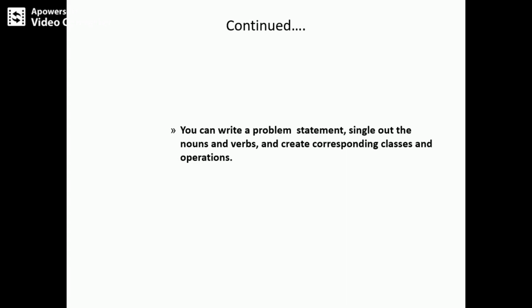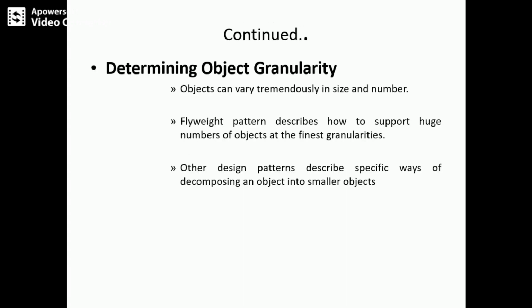So next we will concentrate on determining object granularity. Object granularity is nothing but the fineness of the object. Objects may vary in number. In one given problem, n number of objects will be there. The size of the object also depends on the given problem. So we need to identify how many objects there are and at what granularity. That is the next task.